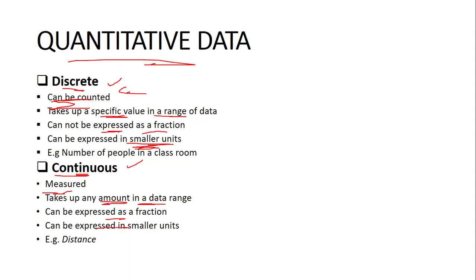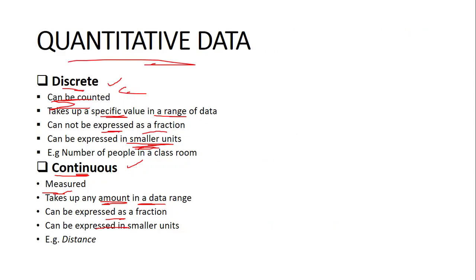Not only that, it can also be expressed in smaller units so that it can be easier to understand. Like distance, you've got kilometers. You can translate those kilometers into miles if you're in America. Then you can also change those units into meters or centimeters. So that's an example of continuous data. I don't know if you have any questions so far.